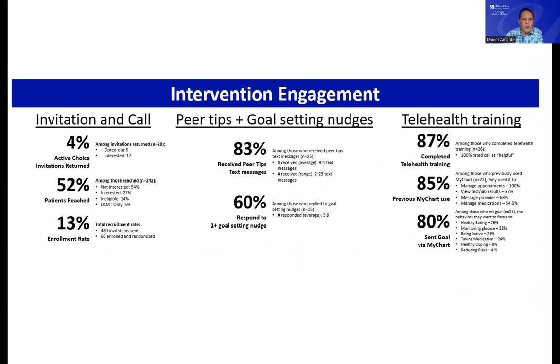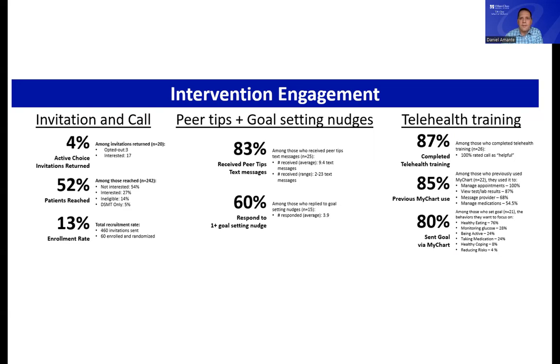After the recruitment phone call, we were successfully able to reach 52% of the patients. Amongst those that were reached, 54% were not interested in the DSMT or the study, 27% were interested in both, 14% were ineligible, mostly due to previously completing DSMT, and only 5% were interested in only DSMT and not the accompanying study. This led to a total enrollment rate of about 13%, which was higher than our target of 10%.